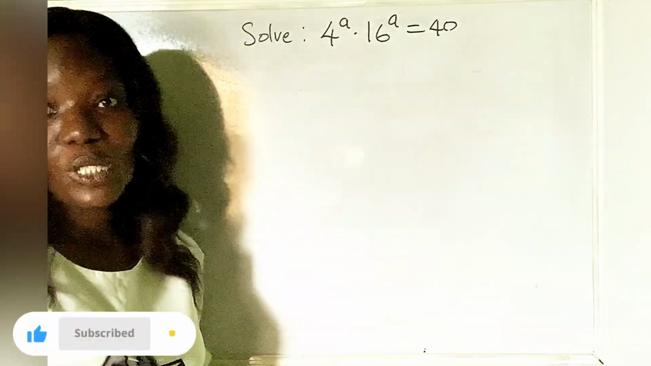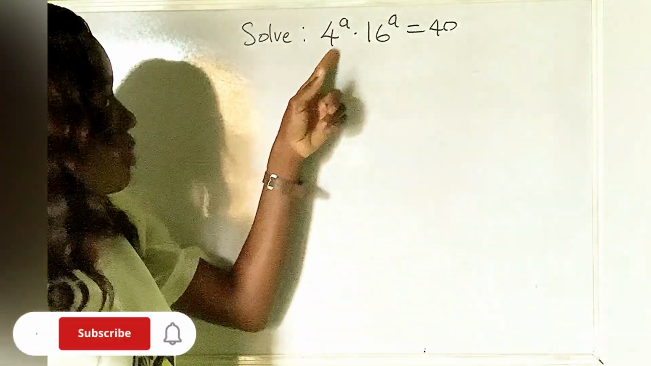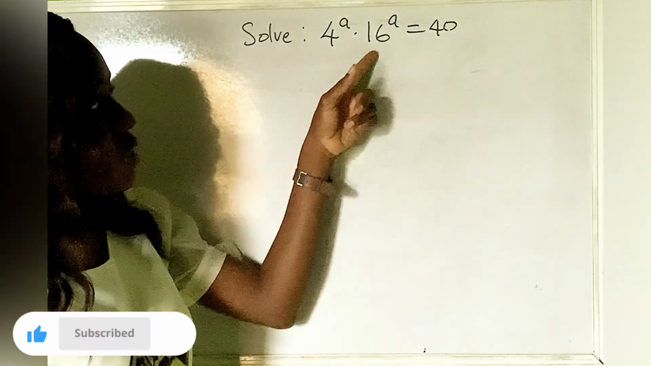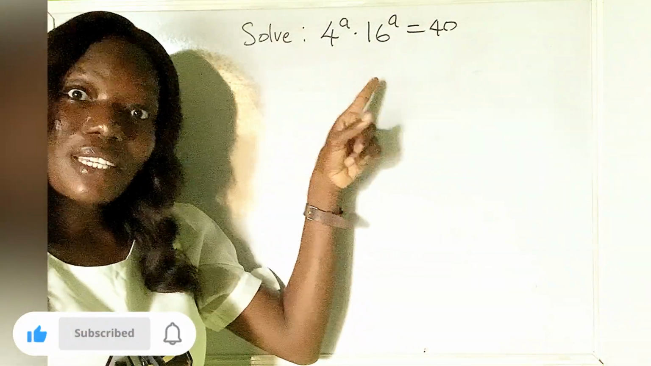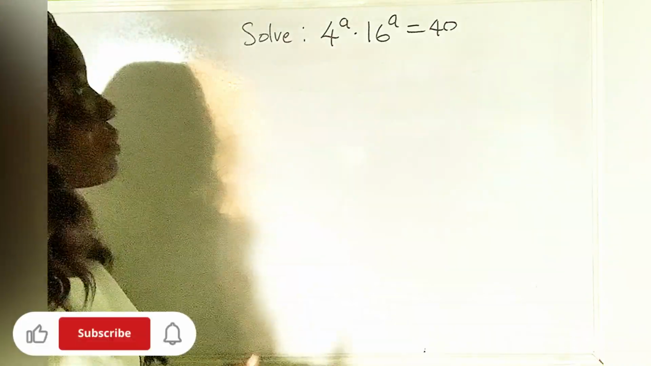So let's solve this very beautiful equation before us. We have 4 to the power of a multiplied by 16 to the power of a is equal to 40. And we're asked to find the value of a in this equation. Okay, so let's solve.